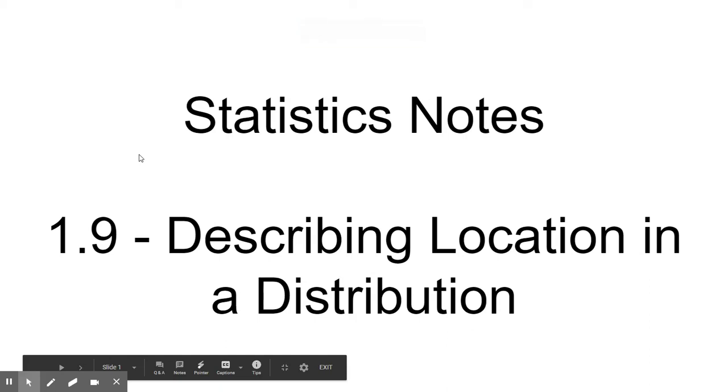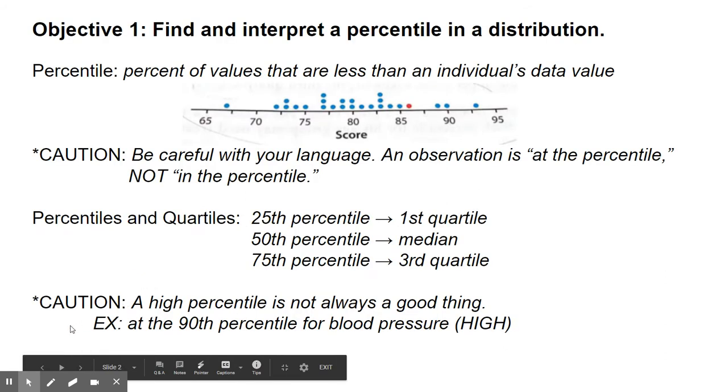Right, stats. So we're taking a look at 1.9, describing location in a distribution. Two main topics to talk about in this section. The first one is called percentiles.